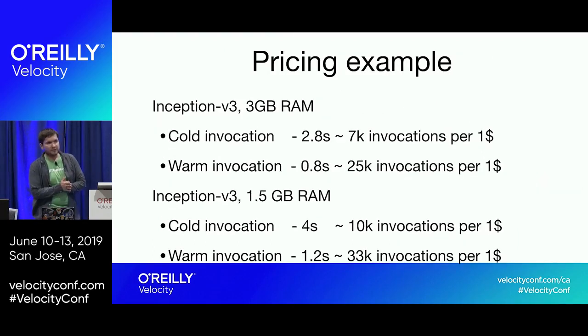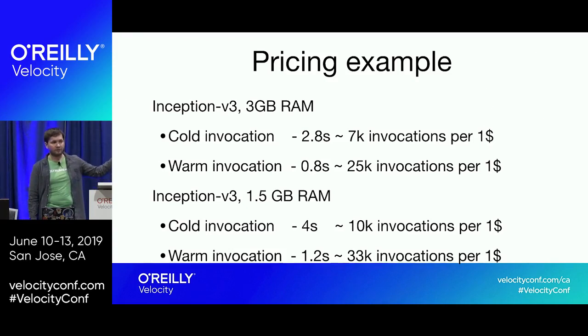So let me give you an example of pricing when we run inference on AWS Lambda. Inception v3, which is a model for image classification. With Lambda, RAM scales together with CPU. So we have 3 GB RAM, and it will mean that we have 2.8 seconds for cold invocation, 0.8 seconds for warm invocation. As you can see, cold and warm invocations not only influence time, but they also influence your cost. So you want to optimize to have as many warm invocations as possible, because if you have only cold invocations, it could be pretty expensive.